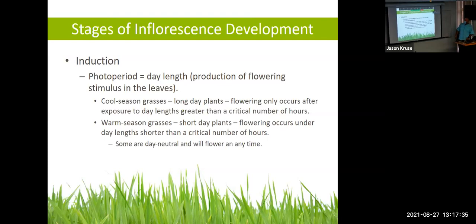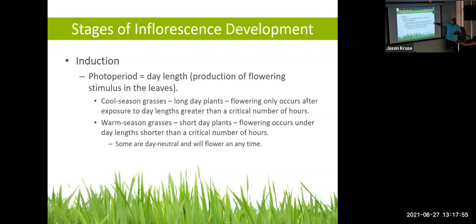Induction, typically, is the photoperiod response, or the length of day. Cool season grasses are long day plants. They only flower after exposure to day lengths greater than a critical number of hours, and warm season grasses are short day plants. Now, why would that be? Can you think?